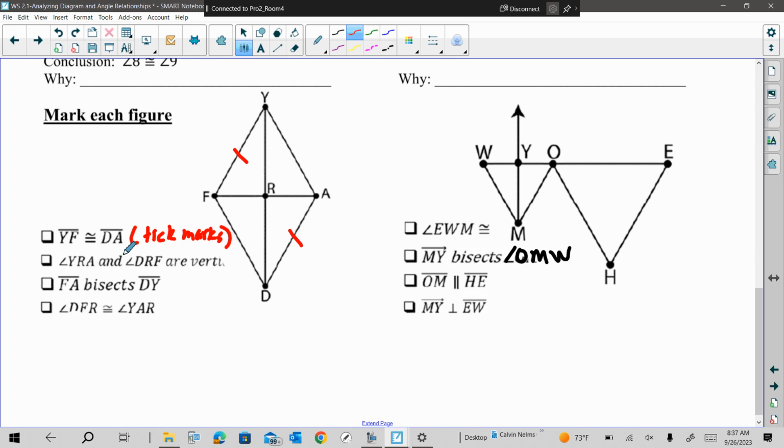On this next one, we did this one. Here it says angle YRA is vertical to DRF. I know it cut off here, but they're saying they're vertical. So how do I mark that to show that they're vertical? Yep, we need arcs here across from each other to show vertical.